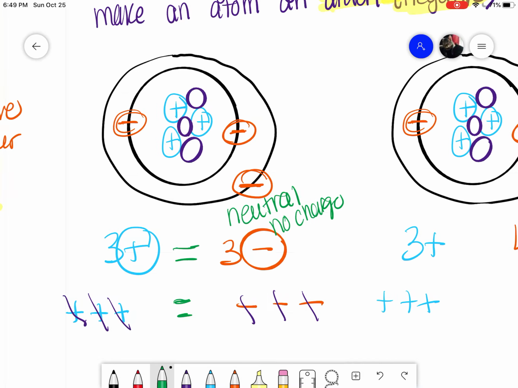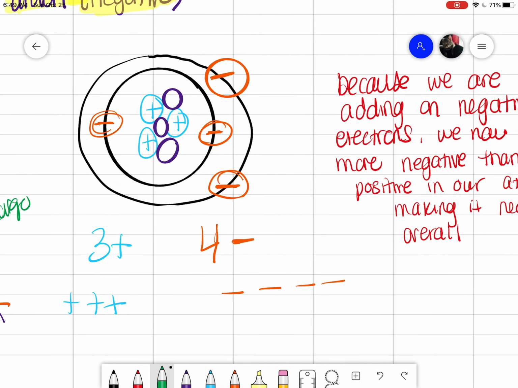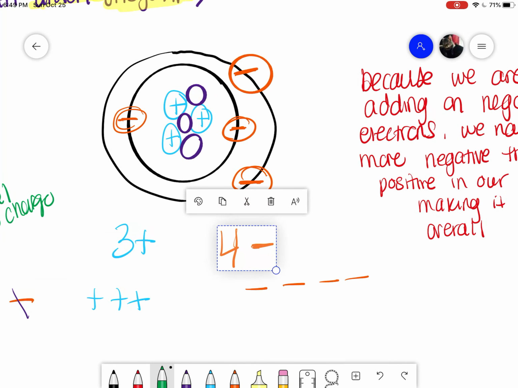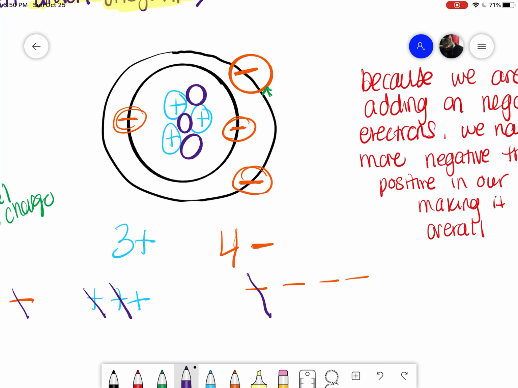But what happens when we gain an electron? And so over on this atom, it has gained 1 electron, this one up here. And so now this atom has 3 positive protons and 4 negative electrons. And because they're not equal, we know that they are going to have a charge. And so if we look at canceling out our positive and negative, for every positive, we cancel out a negative, we are left with an extra negative.